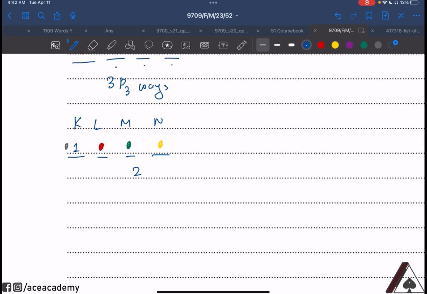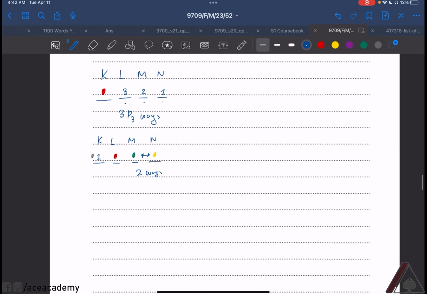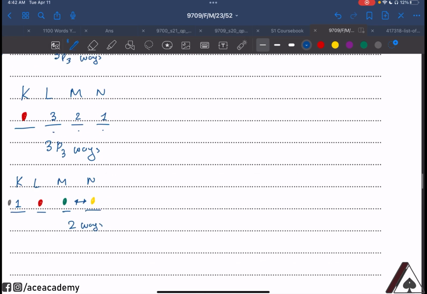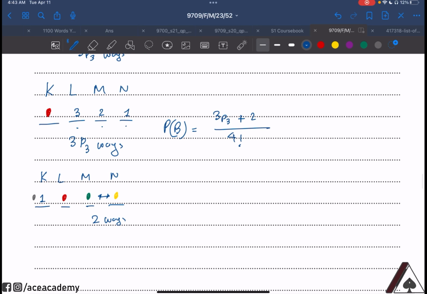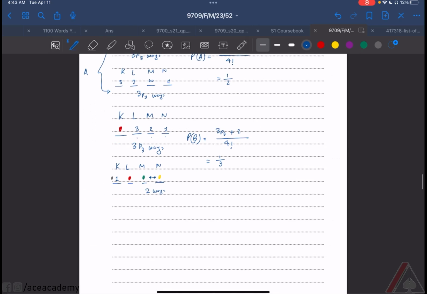They can be arranged in 2 ways because the yellow and the green marbles can switch places, so that the yellow can be in box M and the green can be in box N. So for event B, the probability of getting event B is 3P3 plus 2 by 4 factorial, and 4 factorial is the total number of ways the 4 marbles can be arranged in the 4 boxes. So the probability is 1 by 3.